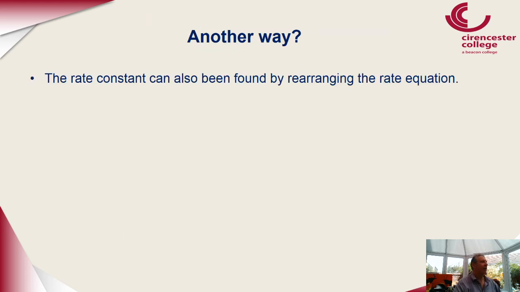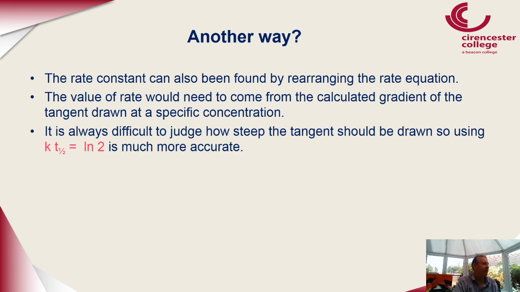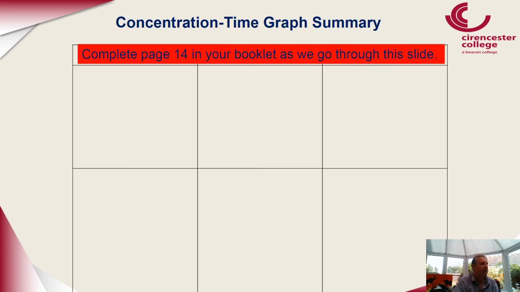So the rate constant we found by rearranging the rate equation. The value of rate would need to come from the calculated gradient of the tangent drawn at specific concentrations. It's always difficult to get the tangents right, so using k times t half equals log 2 is much more accurate. So now we're going to have a look at the booklet.